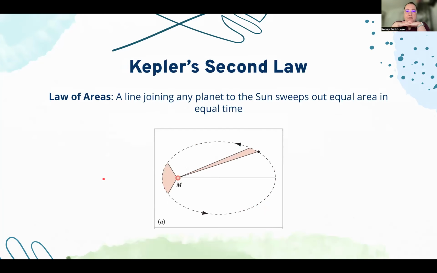So Kepler's second law is also known as the law of areas. It says that a line joining any planet to the sun sweeps out equal area in equal time. This image shows this concept. These are representing the distance traveled within the same time interval for this object in different parts of its orbit. You can see that when it's close to the sun, it travels a lot farther in the same amount of time than when it's really far from the sun.